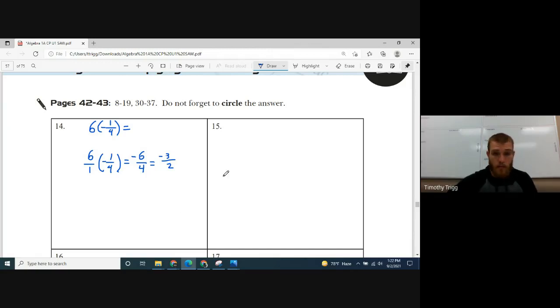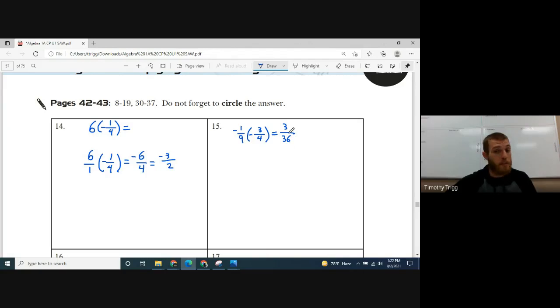Number 15, we've got -1/9 times -3/4. So here we have a negative times a negative, so we know our answer is going to be positive. Now, when we are multiplying fractions again, we always multiply top times top, bottom times the bottom. So 1 times 3 is 3. 9 times 4 is 36.